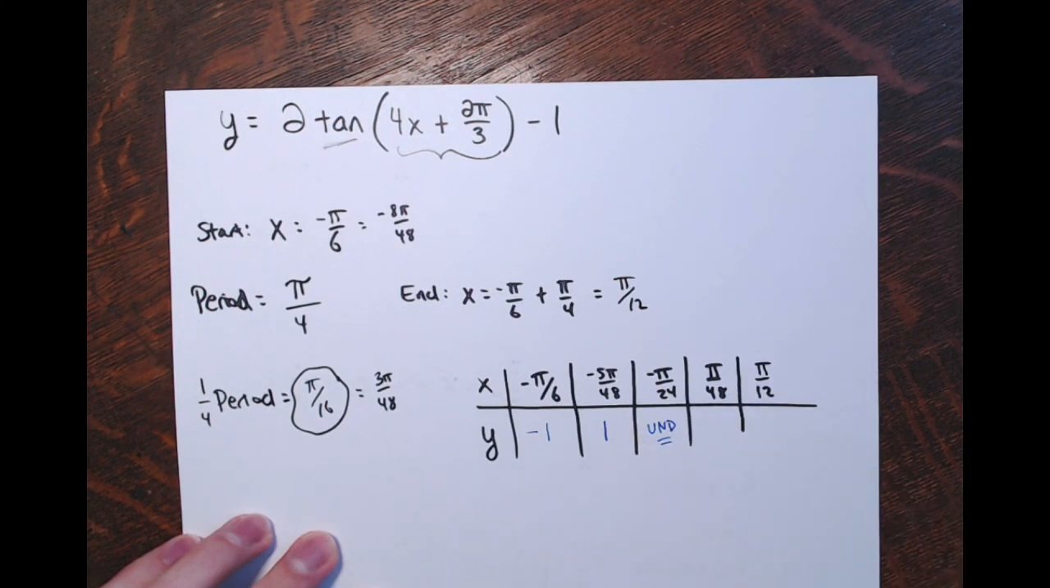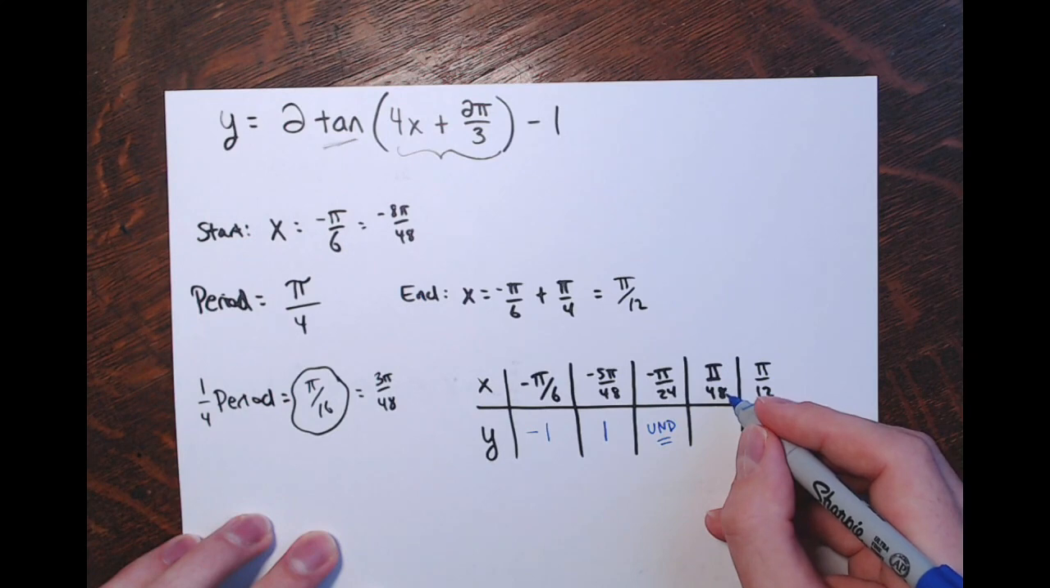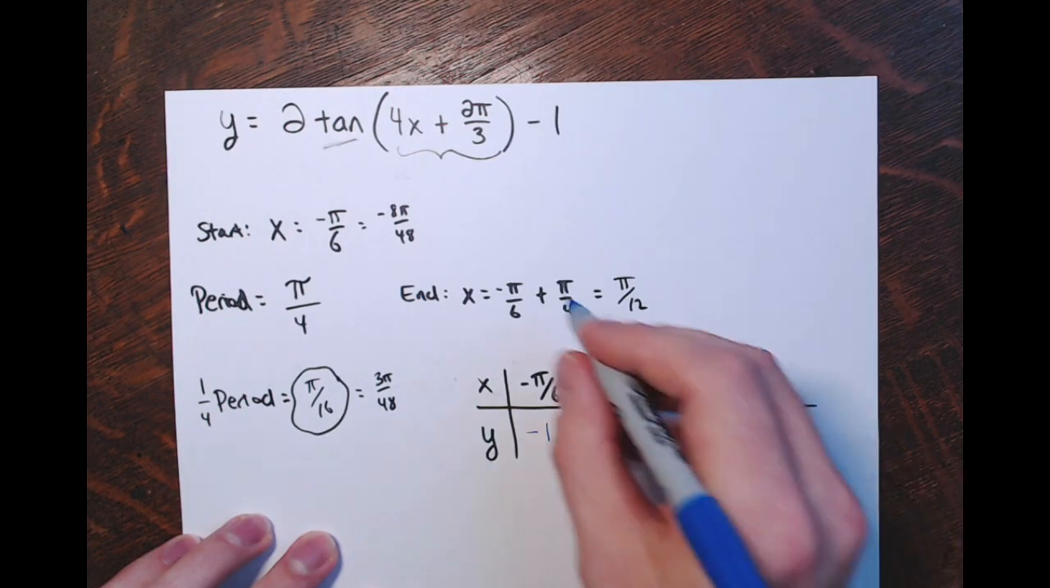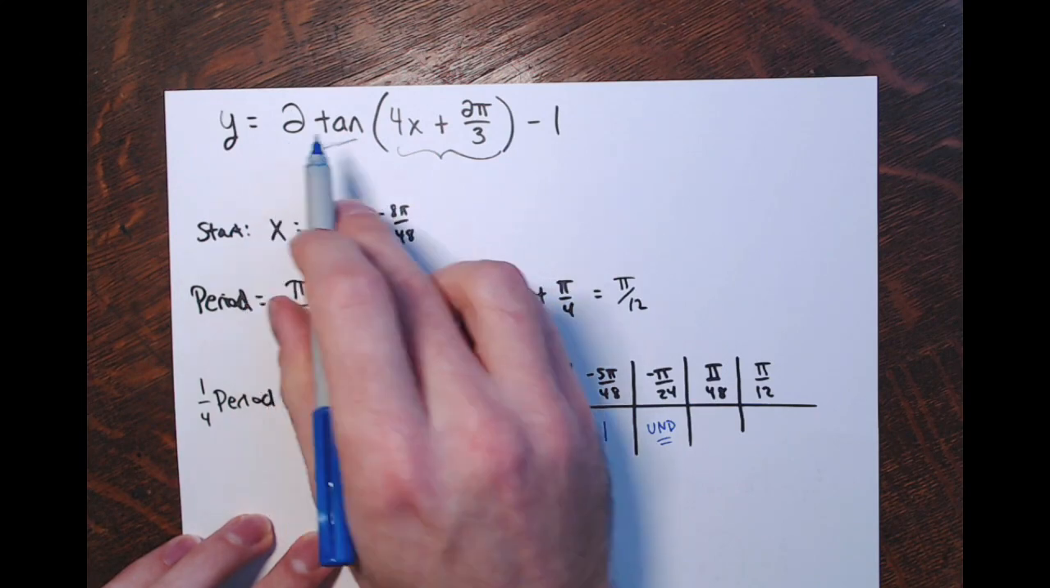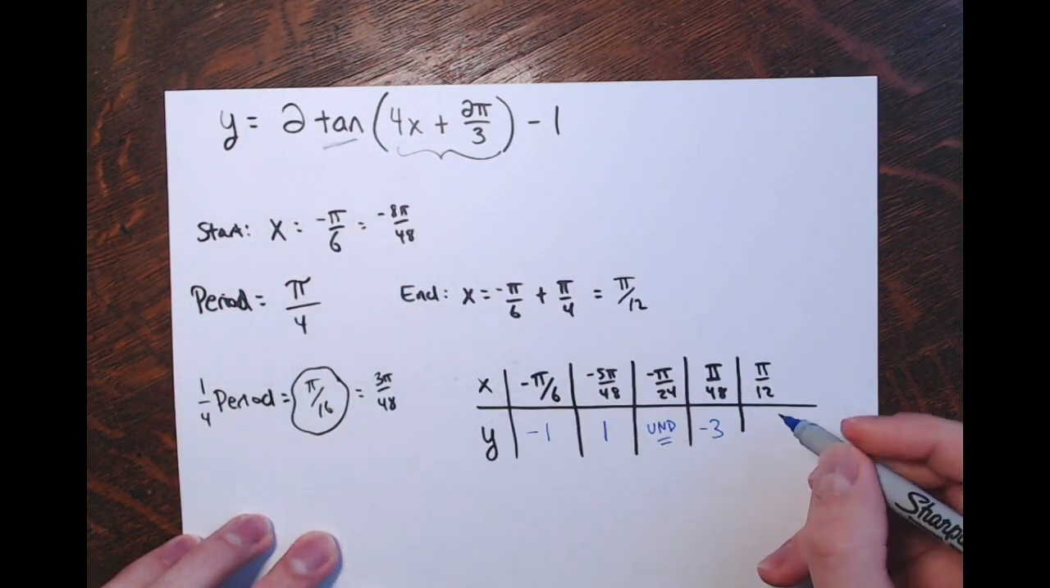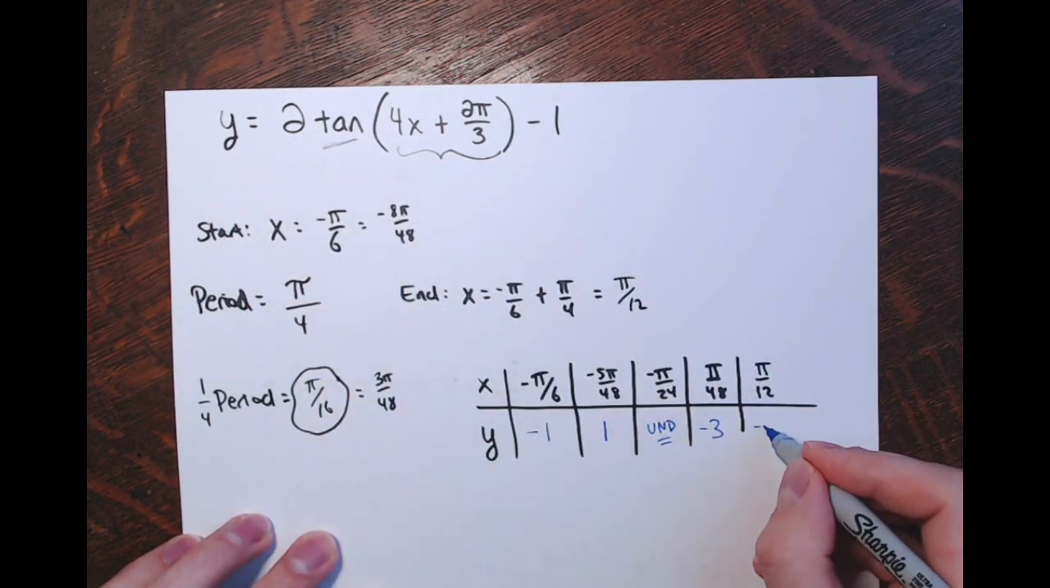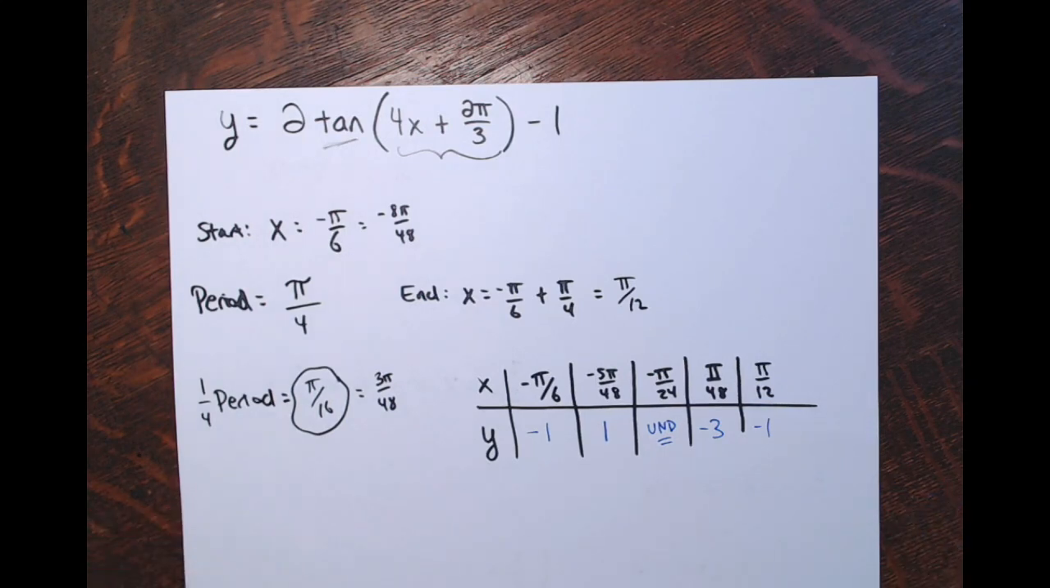So I have an asymptote at negative pi over 24. And then plugging this in will give me the tangent of 3 pi over 4. Go ahead and simplify that. The tangent of 3 pi over 4 is negative 1. So then times 2 minus 1 is negative 3. And then again, if I did everything correctly, the output at the end of the table there should be the same as at the beginning.